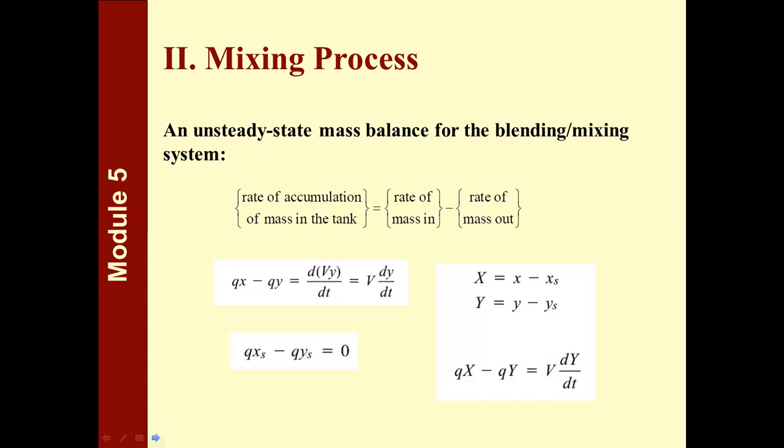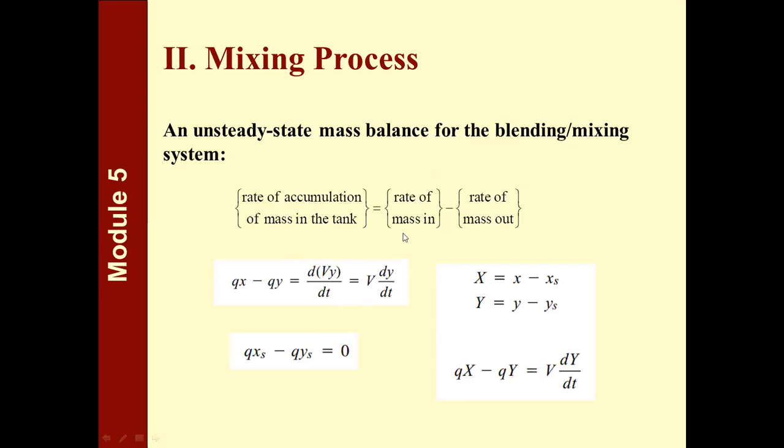Now, if you're going to make an unsteady state mass balance in our mixing process, it's the same thing. We have the rate of accumulation of mass inside the tank equal to the rate of mass entering the tank minus mass leaving the tank. In that case, you will have the accumulation term relating the derivative of the product of the volume and the concentration of the fluid inside the tank at any time, expressed per unit time, or the derivative of the product of these two with respect to time.